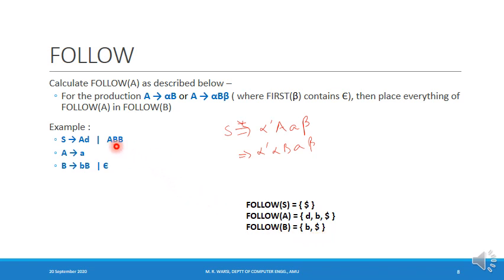Now first of BB is containing epsilon, B is deriving epsilon, and this B is also deriving epsilon. So first of BB is containing epsilon. So all the symbols which are there in the follow of capital S will also be added to the follow of capital A. So dollar also has been added to the follow of capital A. So that is how this rule has been applied to the grammar that we were discussing.